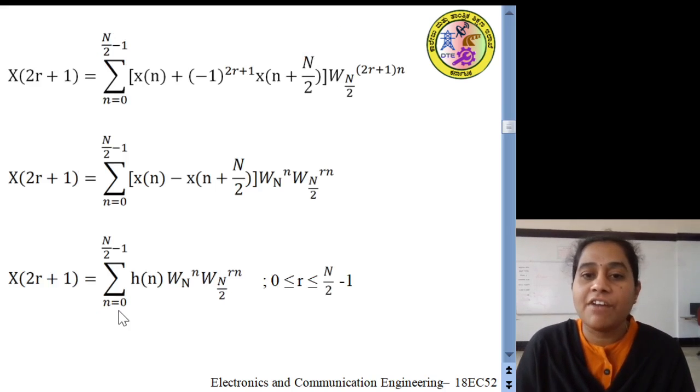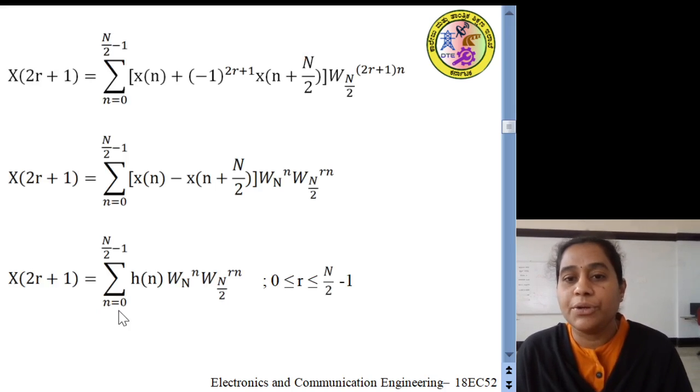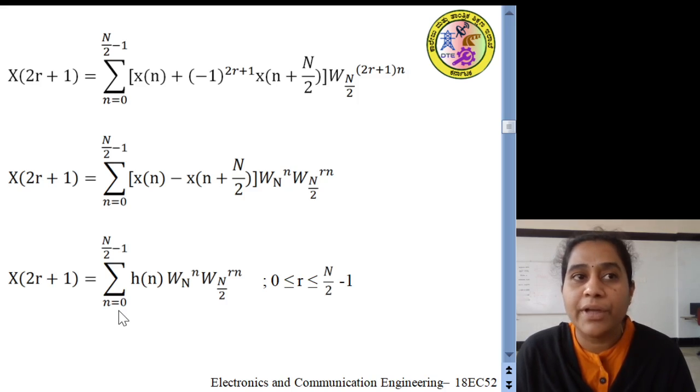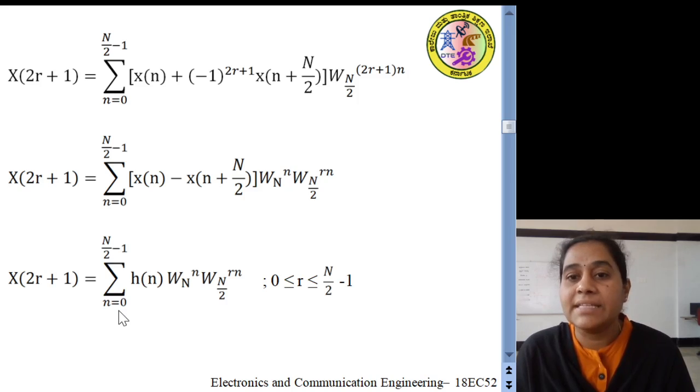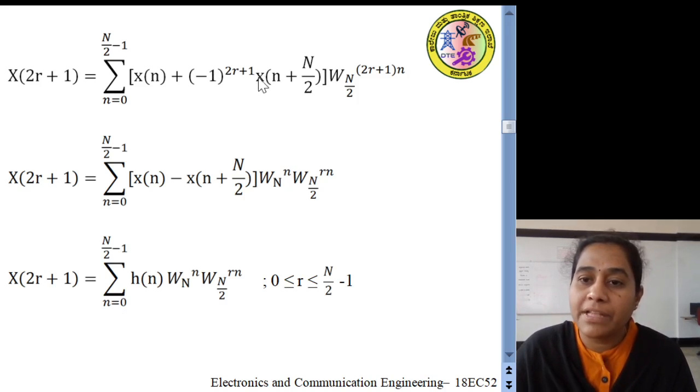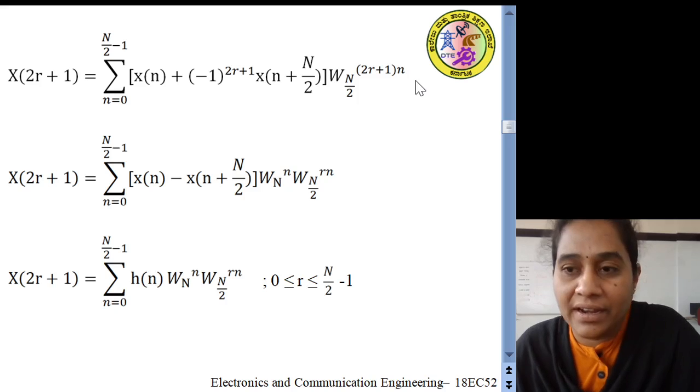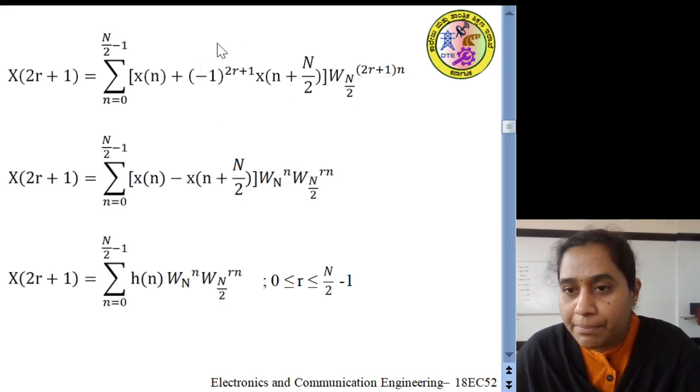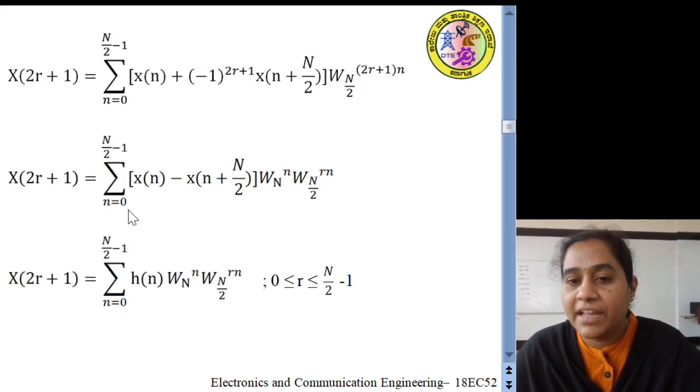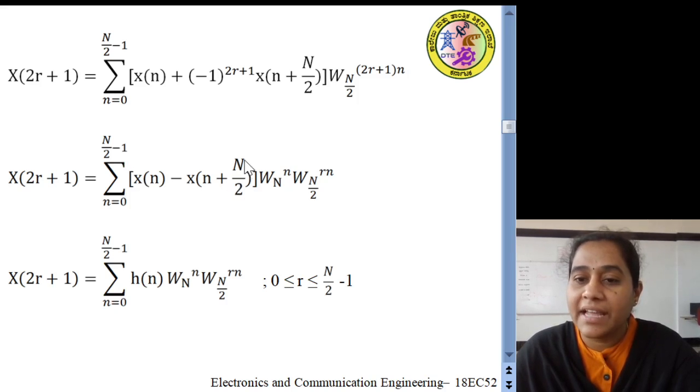Similarly, if we consider x of 2r plus 1, it is equal to summation n varying from 0 to N by 2 minus 1, x of n plus minus 1 raised to the power of 2r plus 1, x of n plus N by 2, whole thing multiplied by WN raised to the power of (2r plus 1) into n. If we simplify this, we get summation n varying from 0 to N by 2 minus 1, x of n minus x of n plus N by 2, whole thing multiplied by WN raised to the power of n into WN by 2 raised to the power of rn.